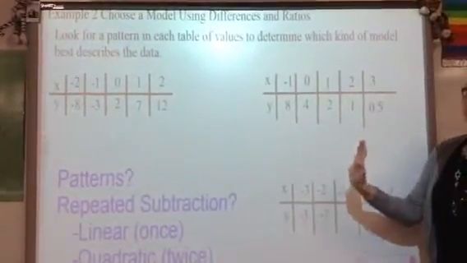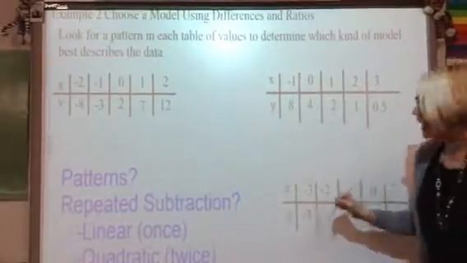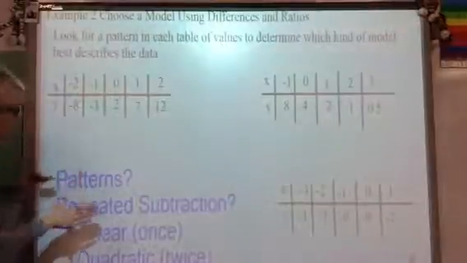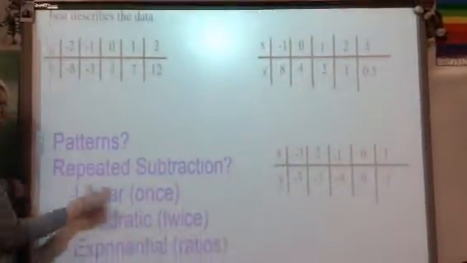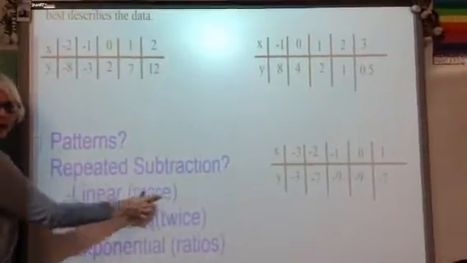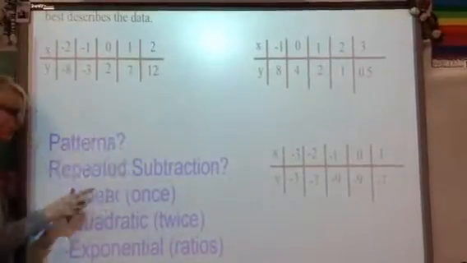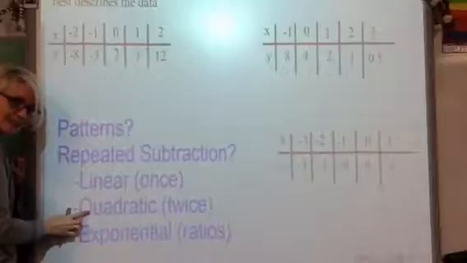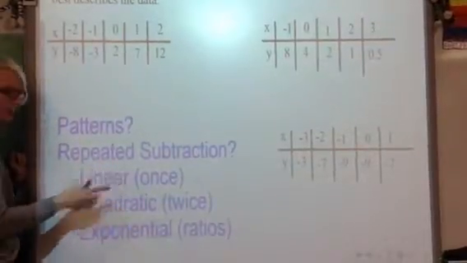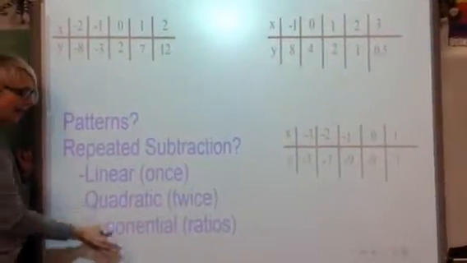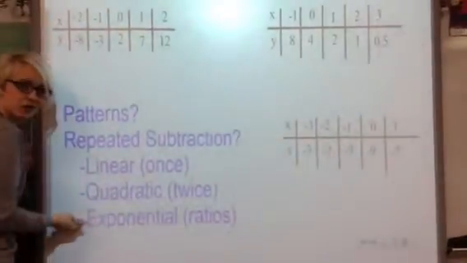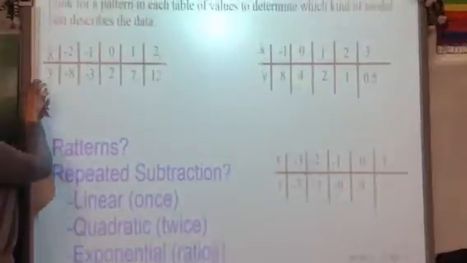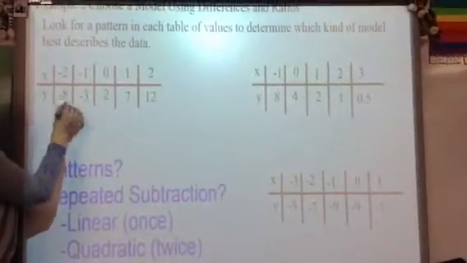All right, the next thing that you'll do is look at a set of data, and now we don't want to graph, we just want to look at the points. And so what we're going to do is subtract. And if we subtract once and we get a common difference by subtracting once, then we call it linear. If we subtract twice and then get a common difference, and I'll show you what I mean by that, then we call it quadratic. And if we cannot do anything by subtraction, then we will call it exponential, because then it should have a common ratio.